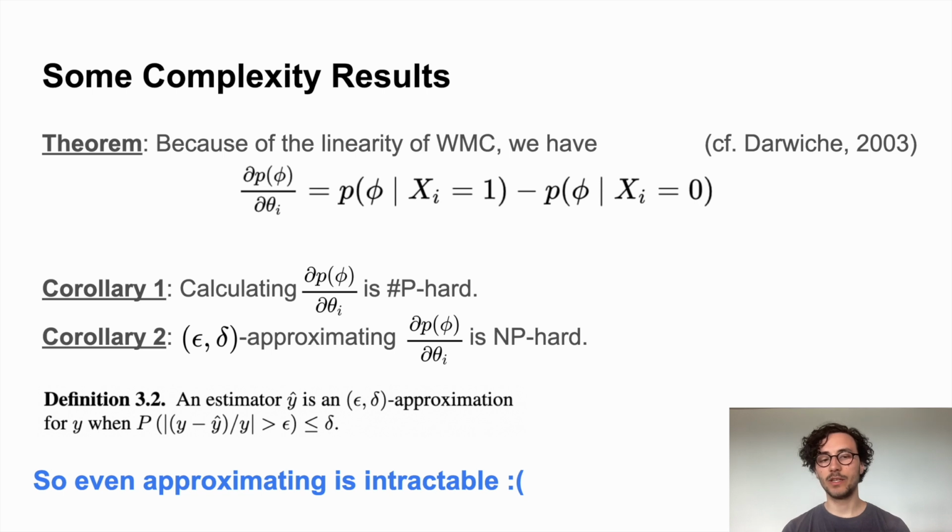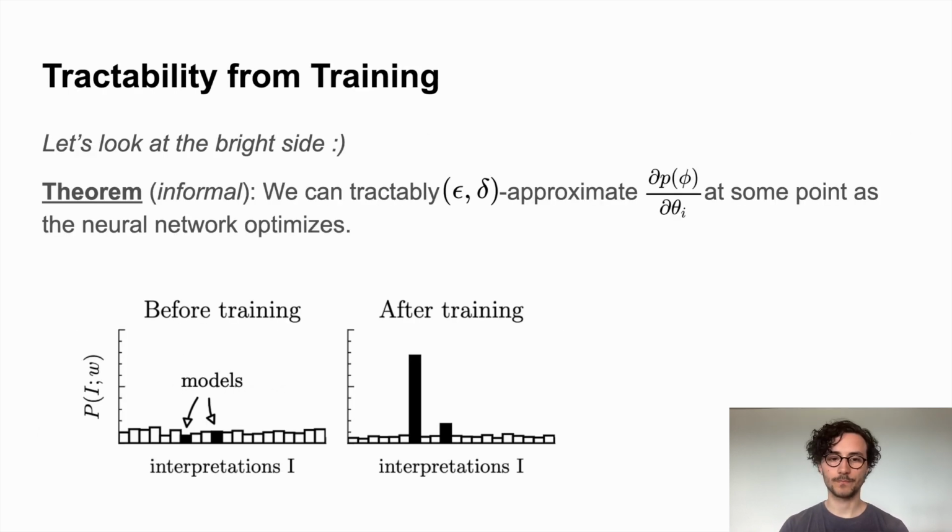And the same can be done for approximations. So epsilon-delta approximating the partial derivative is still NP-hard. What do I mean by epsilon-delta approximations? Well, an epsilon-delta approximation is a probabilistic bound on the relative error. So you say that the relative error is going to be small, lower than some epsilon, in most of the cases. So these results show that, just like probabilistic inference, taking this gradient is going to be a hard problem.